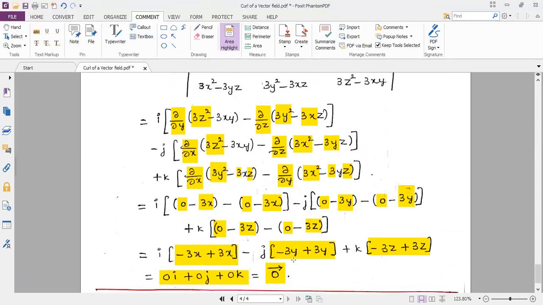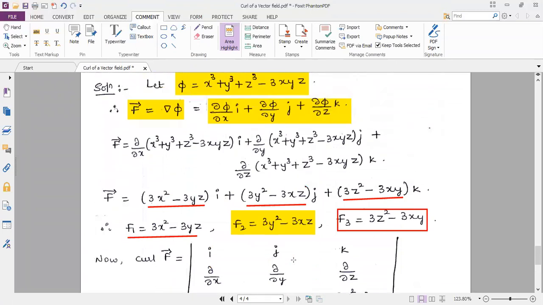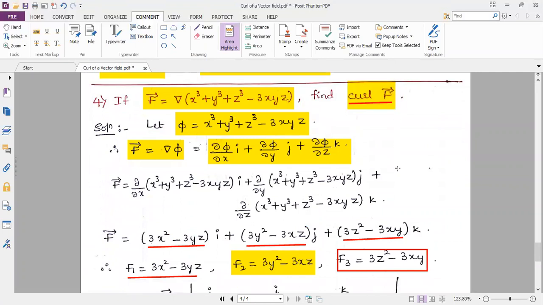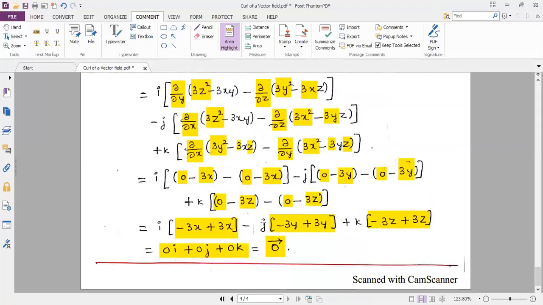So for the given question, that is f is equal to grad phi, we found out the curl of vector f, and the curl of vector f was equal to 0, which implies that vector f is an irrotational vector.